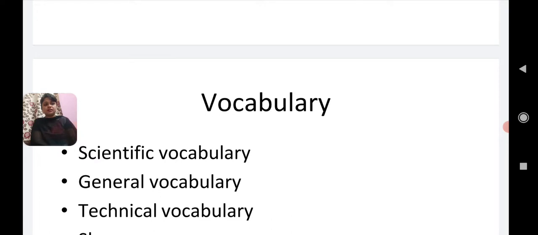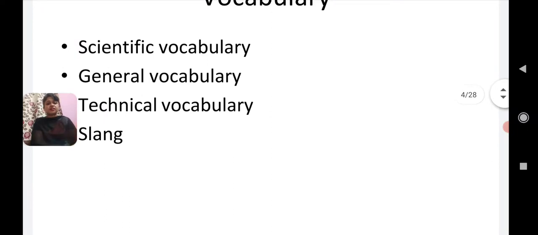General vocabulary combines the words which are generally used in day-to-day life. It also covers the words which are used in books of the schools, including economics, civics, geography, and history. Technical vocabulary includes the words which are used in the field of technology, or it has certain technological terminologies which are quite different from general and scientific vocabulary.